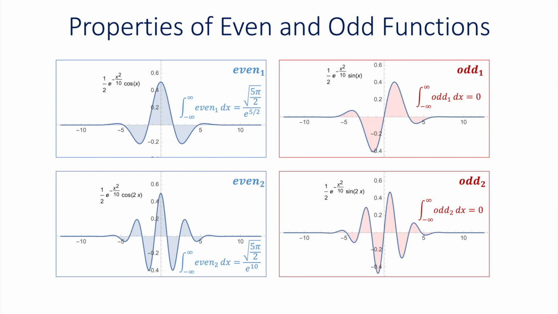These are just some examples of even and odd functions. And the reason I did it in this way is because if you integrate them over all space, notice that the even functions are giving you some constant value, right? Like at the top left, we have that square root of 5 pi over 2 all divided by e to the 5 over 2, right? That's what we have at the top left.